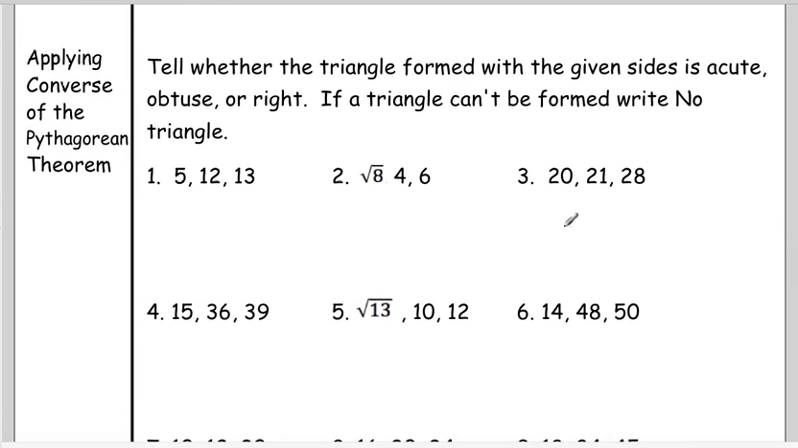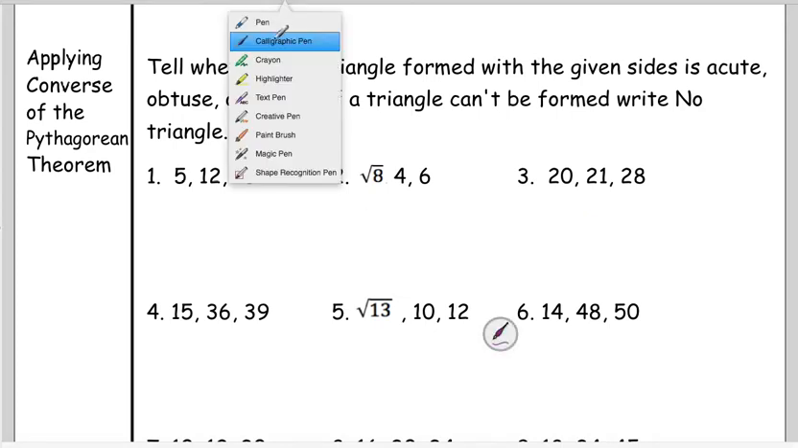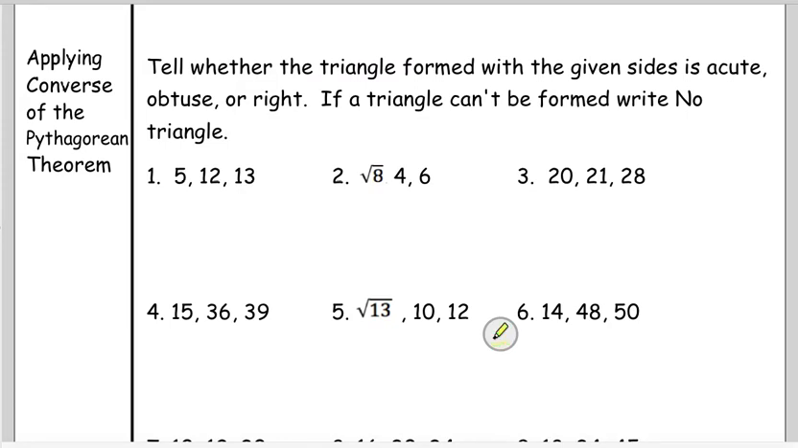So here we're going to apply it, and the instructions say tell whether the triangle formed with the given sides is acute, obtuse, or right. If a triangle can't be formed, write no triangle. The triangle being formed, that is the first thing that you need to check. So you have to check this first, and then you tell whether it's acute, obtuse, or right, which uses a different rule.